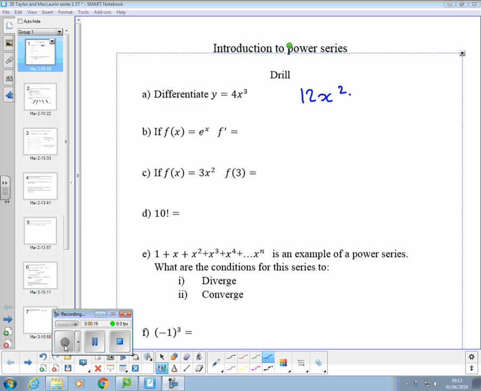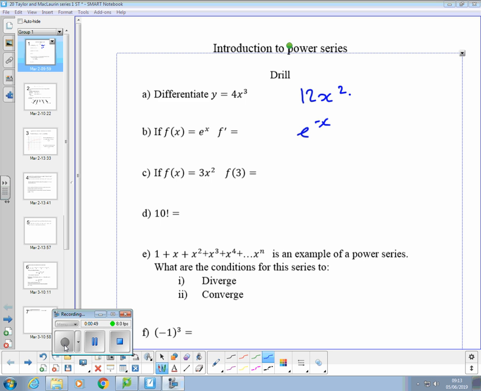What's the first differential of e to the x? Differentiate e to the x. Table of standard differentials and integrals you'll need. That's just e to the x, yeah? That's why the number e is special, because the differential of e to the power of x is itself.